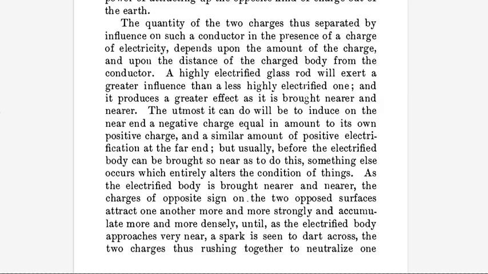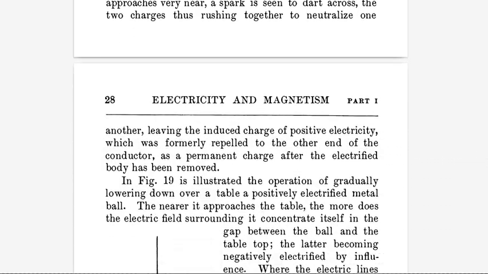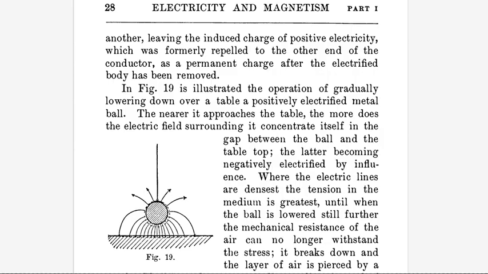But usually, before the electrified body can be brought so near as to do this, something else occurs which entirely alters the condition of things. As the electrified body is brought nearer and nearer, the charges of opposite sign on the two opposed surfaces attract one another more and more strongly and accumulate more and more densely, until, as the electrified body approaches very near, a spark is seen to dart across, the two charges thus rushing together to neutralize one another, leaving the induced charge of positive electricity, which was formerly repelled to the other end of the conductor, as a permanent charge after the electrified body has been removed.